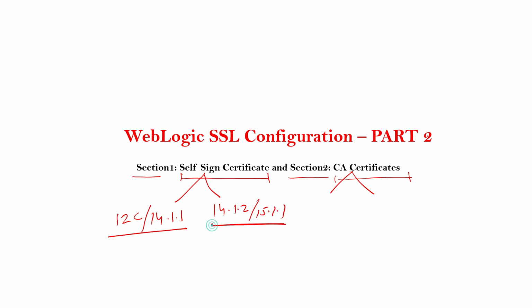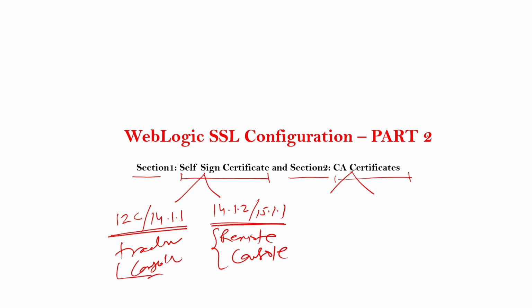because for 14.1.2 and 15.1.1 we have the remote console, right? So there is some difference when we do the configuration from the WebLogic console. Similarly, 12c till 14.1.1 we have the traditional admin console, right? So there are certain small changes specifically in terms of the graphical user interface, like for the traditional admin console and for the remote console. Okay, so I will show you both.